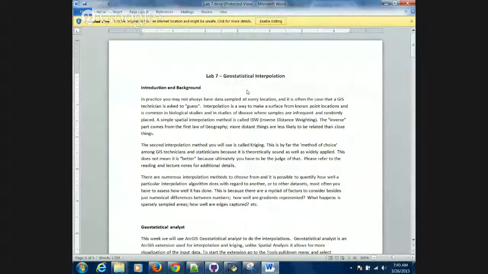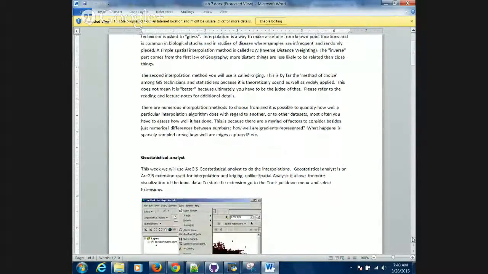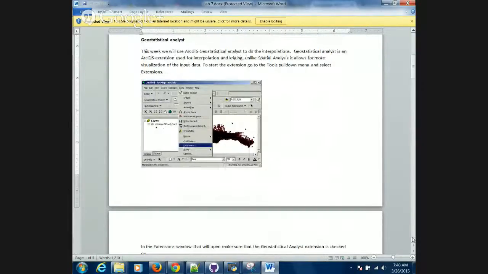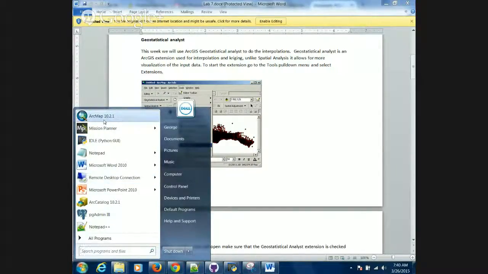It gives you a little bit of an introduction and refers you back to the lecture notes and to the reading. So what we're going to do is use Geostatistical Analyst to explore some data, and this is precipitation data for the United States. That's what we're looking at. So I'm going to go ahead and start by opening up ArcMap.